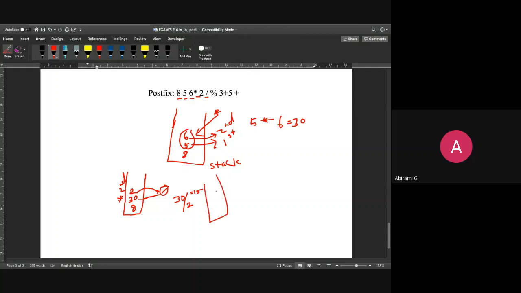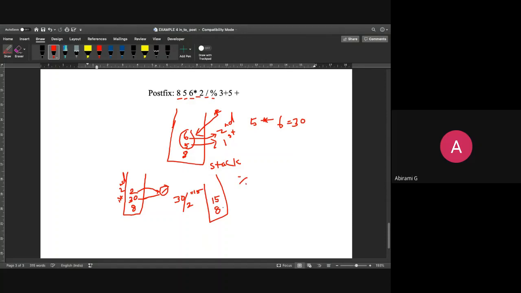Okay, now our stack has 8. Place the result back onto the stack, so push 15 back to the stack. Now what is the next character? We have to read the next character. The next character is modulo. Modulo is an operator.